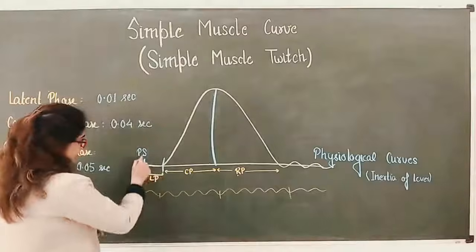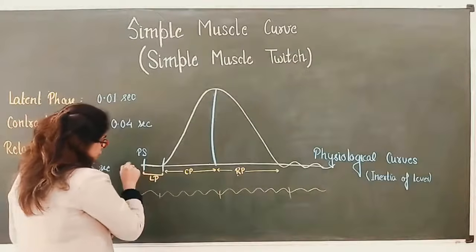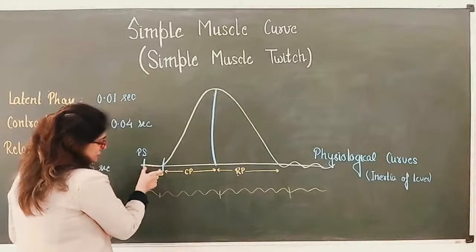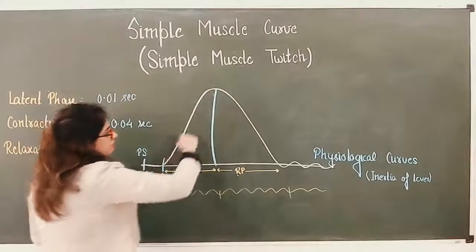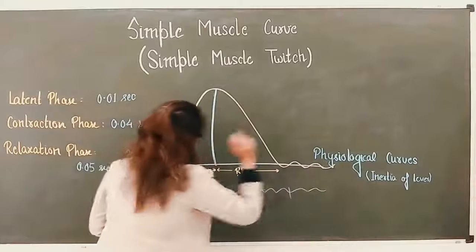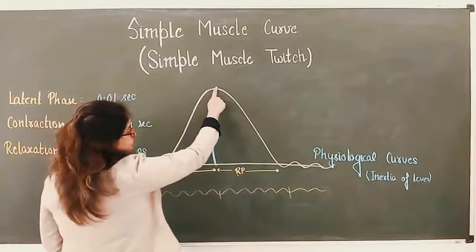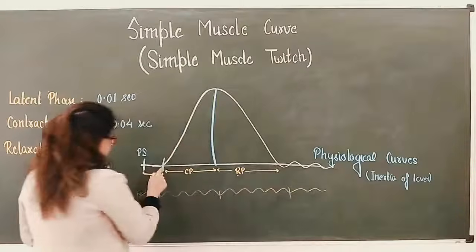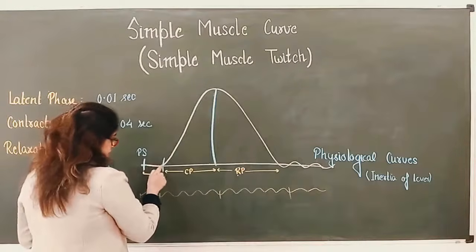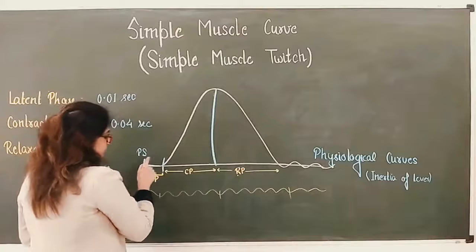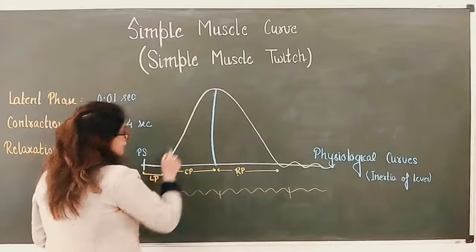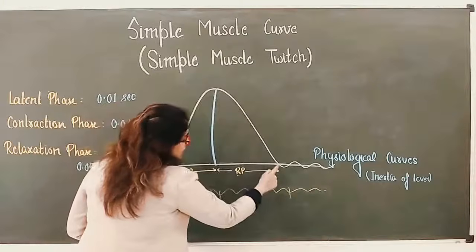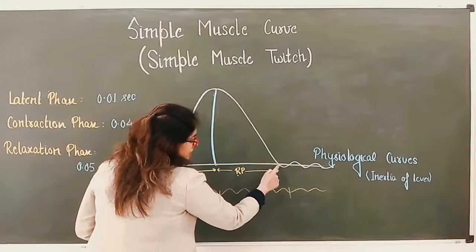This is the point of stimulation. At this point we give the stimulus, and then after some time there will be a gap, and then we obtain the graph like this. So this is the point of maximum contraction, and this is the point of complete relaxation. This is the point of initiation of the contraction. So this is the point of stimulation, this is the point of initiation of the contraction, this is the point of maximum contraction, and then relaxation starts, and this is the point of complete relaxation.